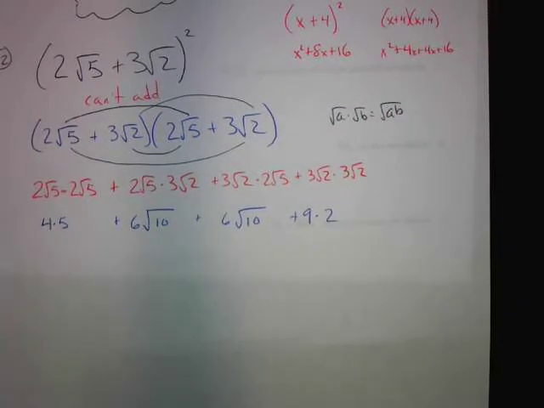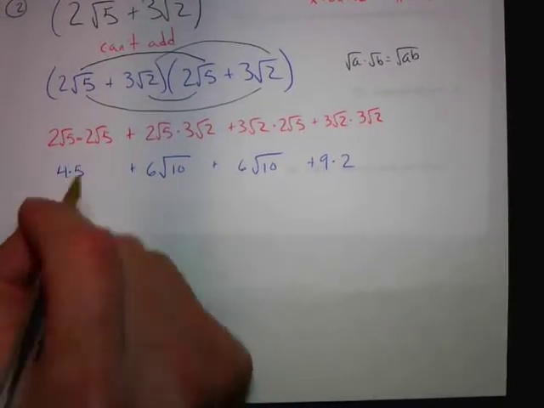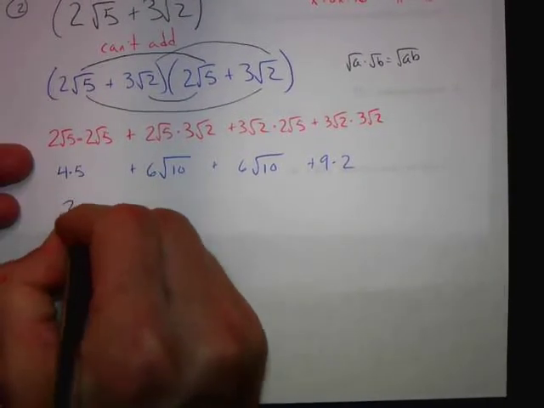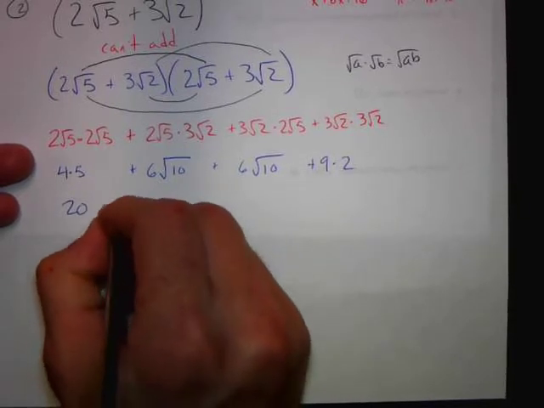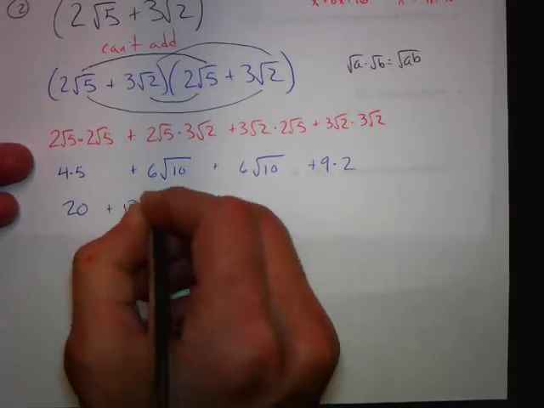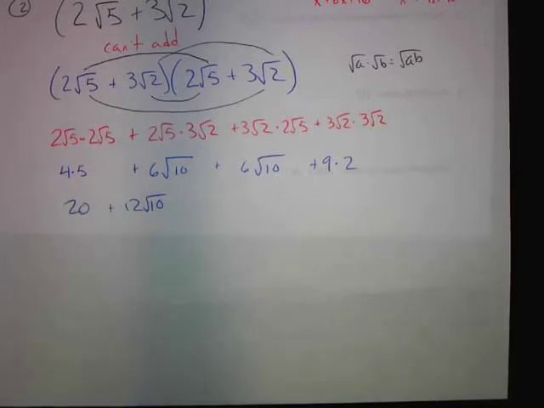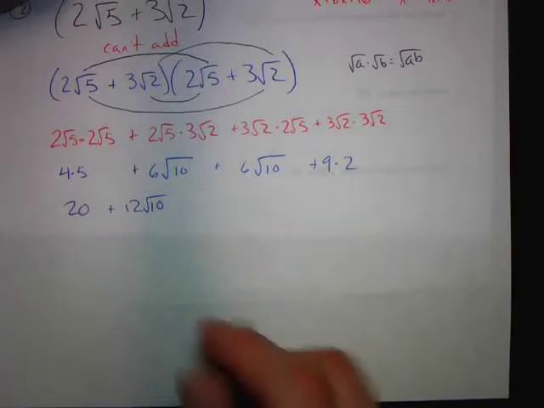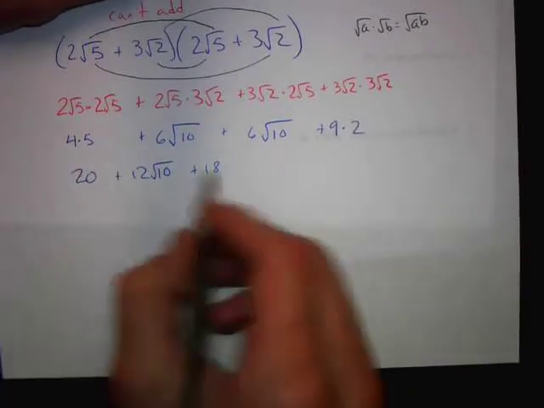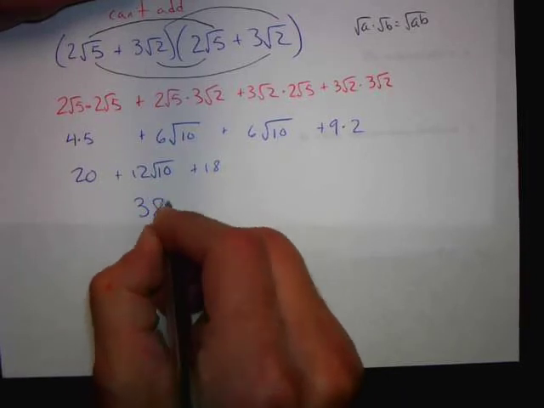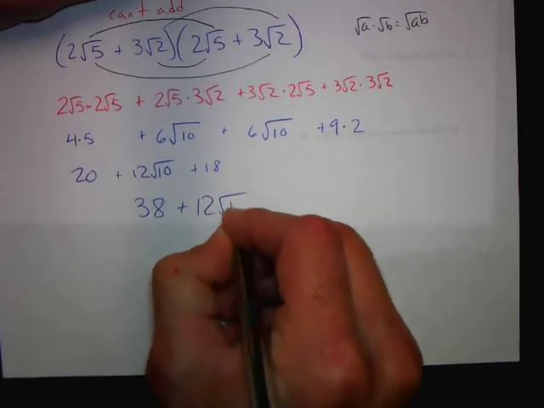So now we just simplify everything some more. So 4 times 5 is 20. 6 root 10 plus 6 root 10, that's 12 root 10. Right? 6 root 10s plus 6 root 10s, that's 12 root 10s. The root 10s doesn't change. And then 9 times 2 is 18. So all I have to do now is combine like terms. 20 and 18 is 38. 38 plus 12 root 10s.